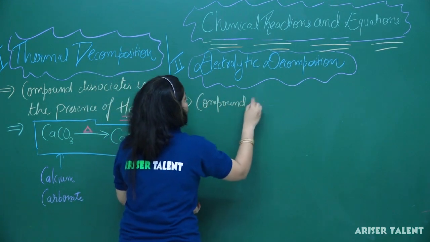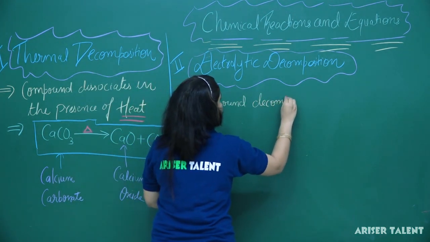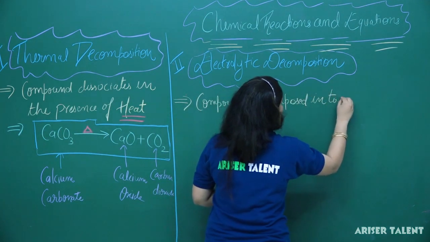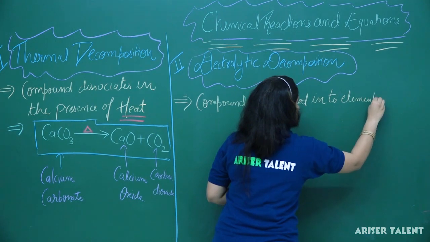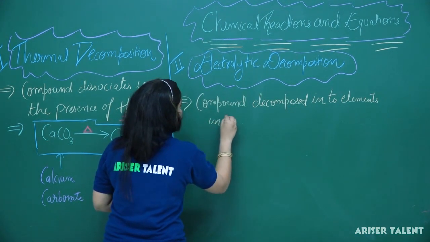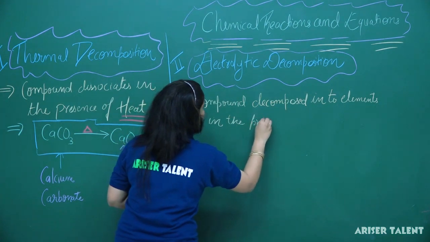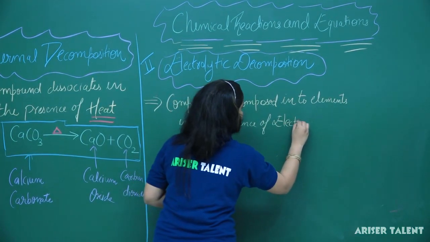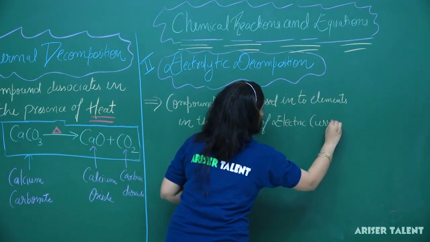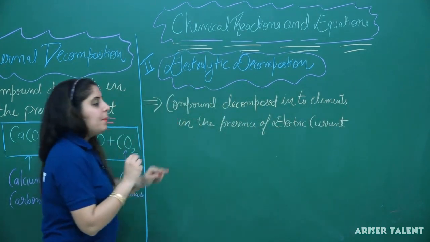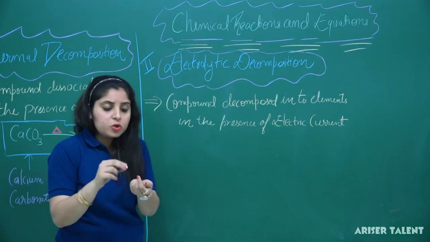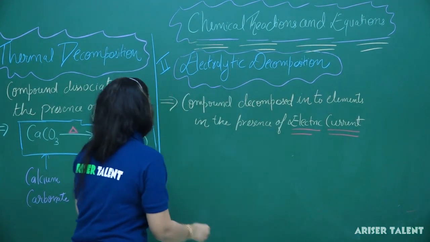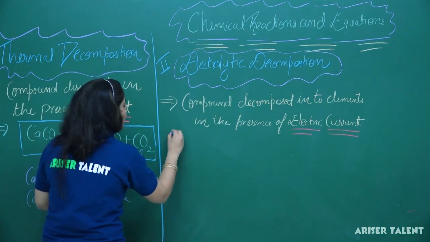A compound is decomposed into elements in the presence of electric current. So here the application of electric current is used for the decomposition of this particular type of compound. So the factor we have to consider here is electric current. Now we will have another example in this category.